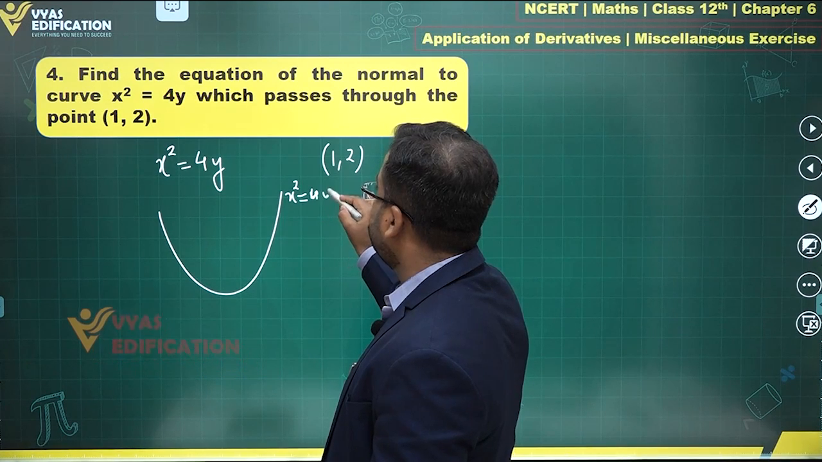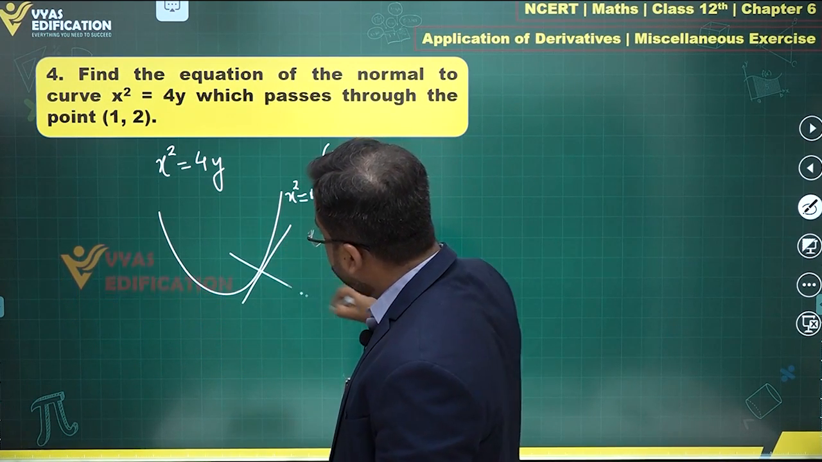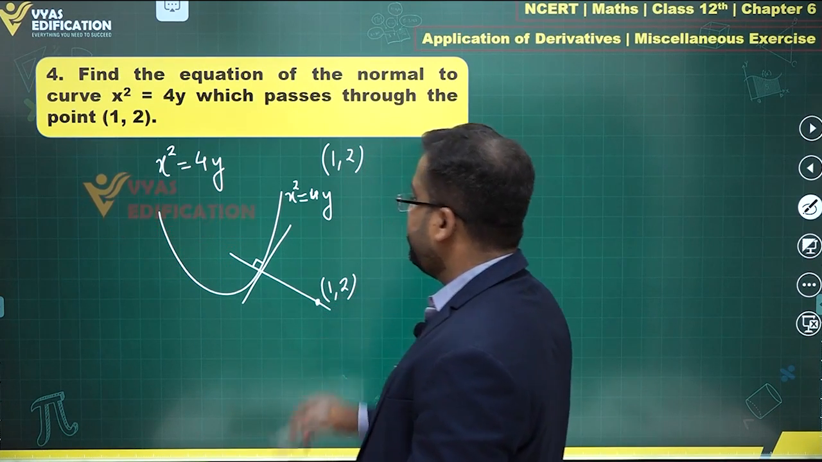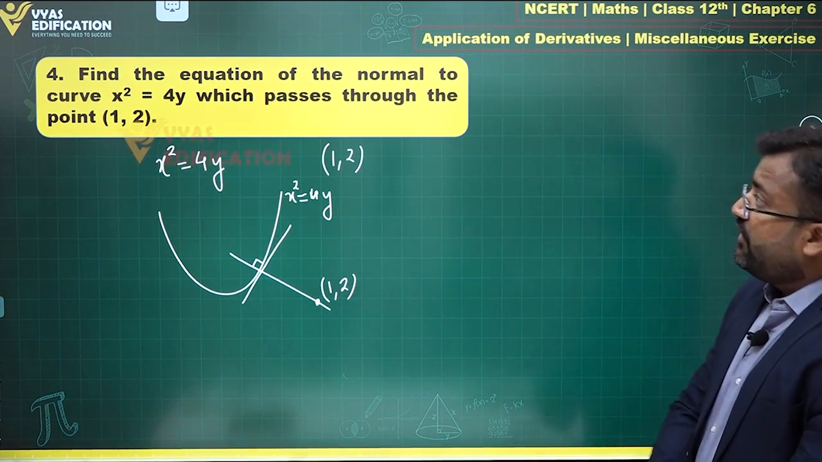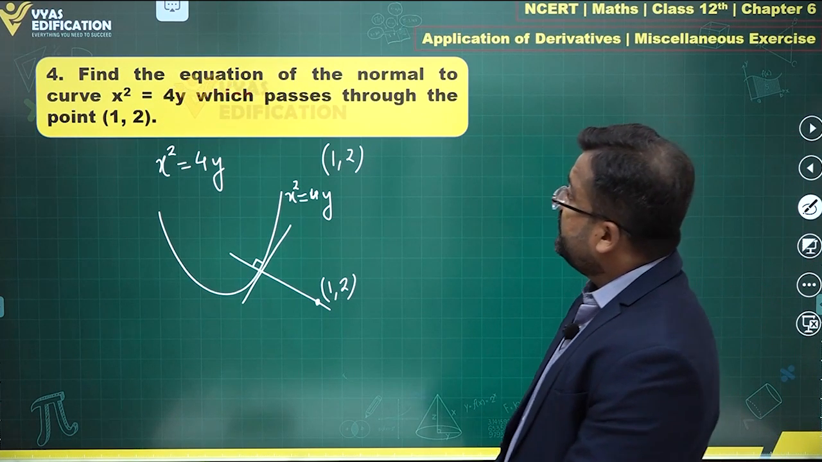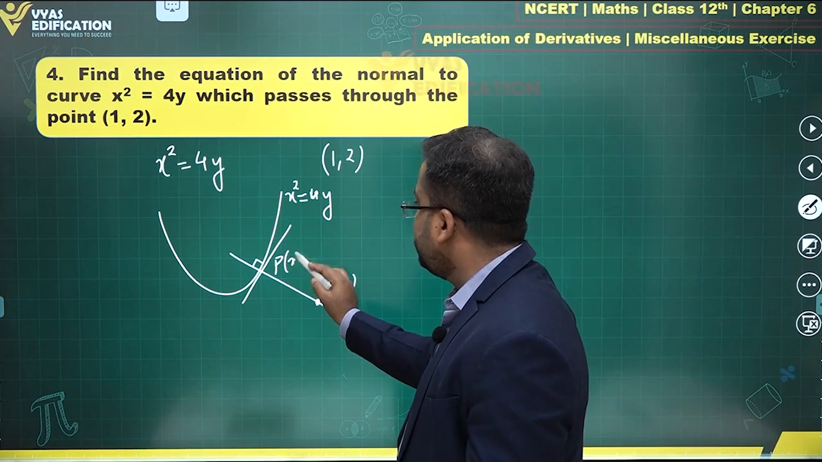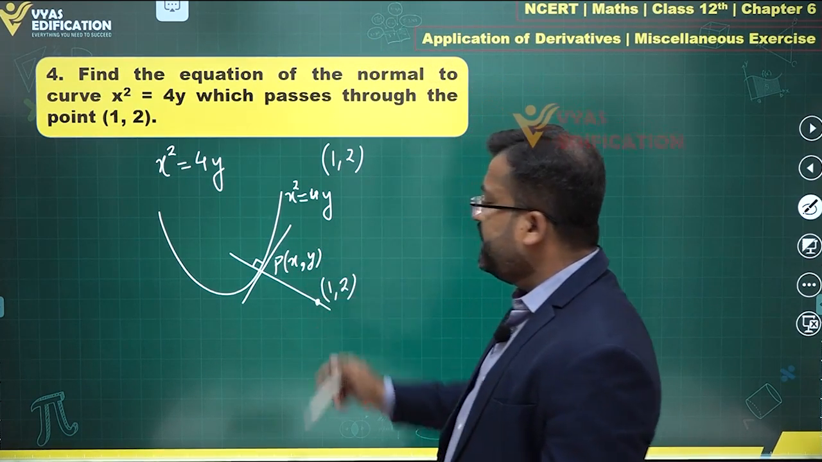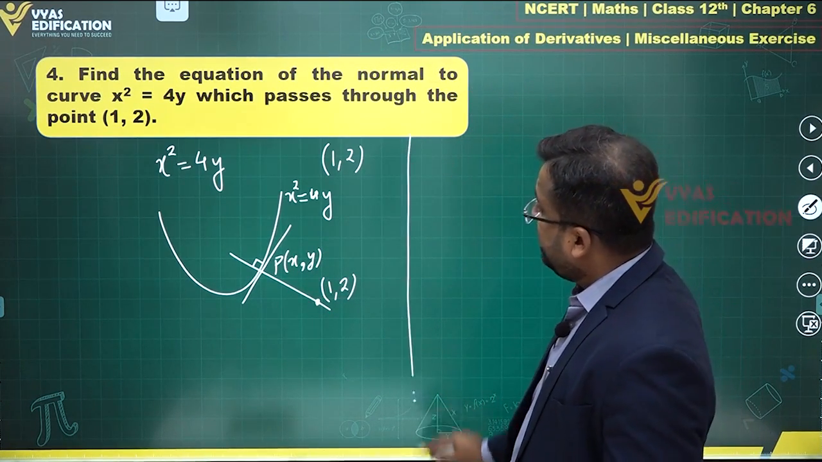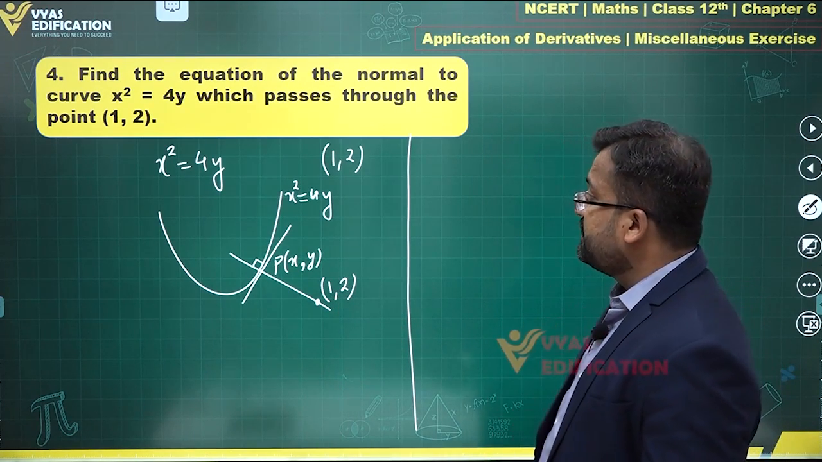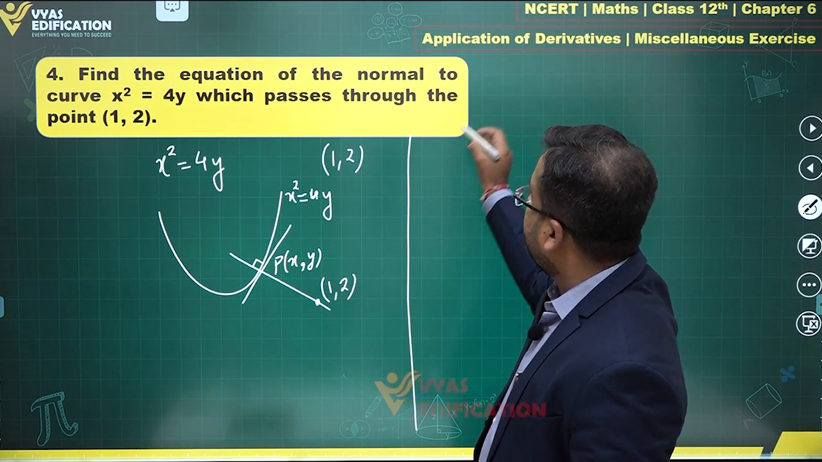What are we interested in? We are interested in that particular normal which passes through the point 1, 2. Now how can we deal with this? Let's say this is point P and this point is x comma y. We'll deal with this point x comma y and write the equation of normal, then pass it through 1, 2 and see where that takes us.